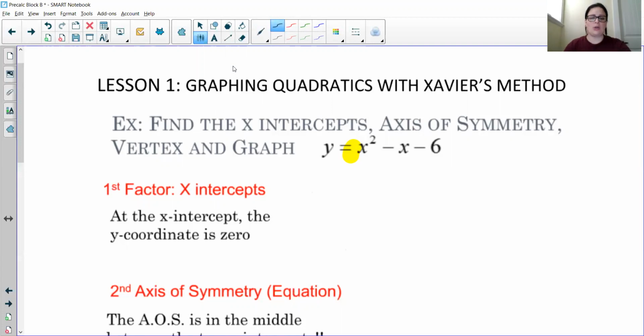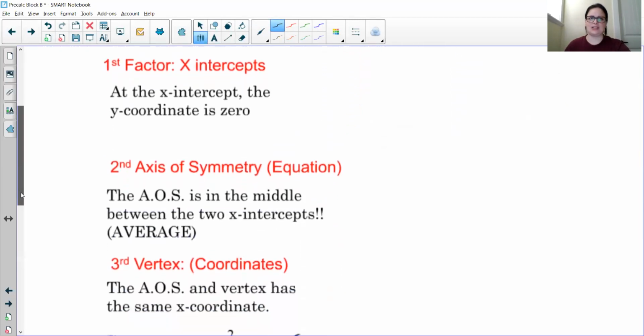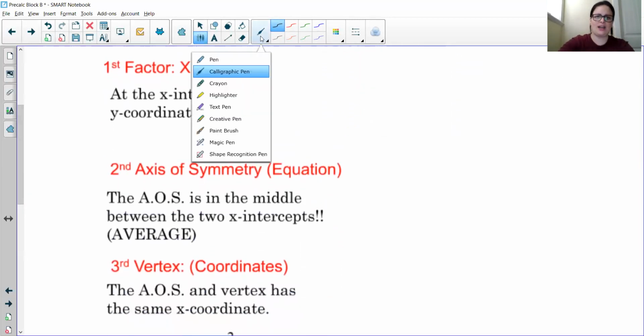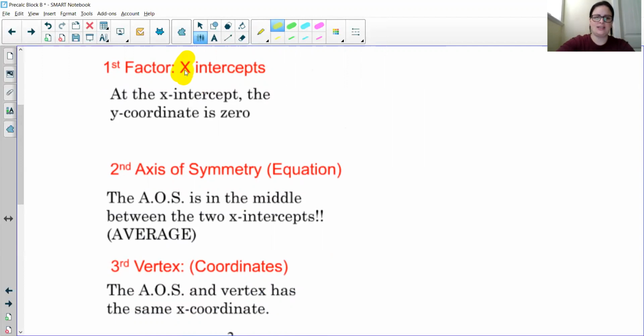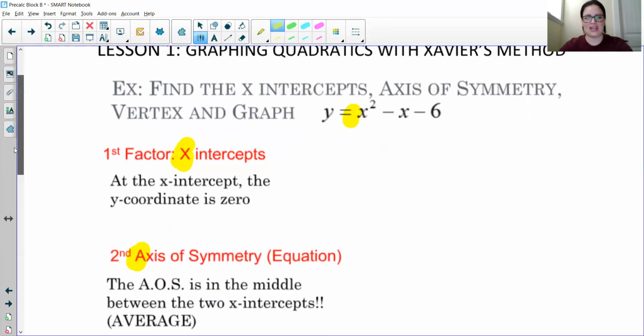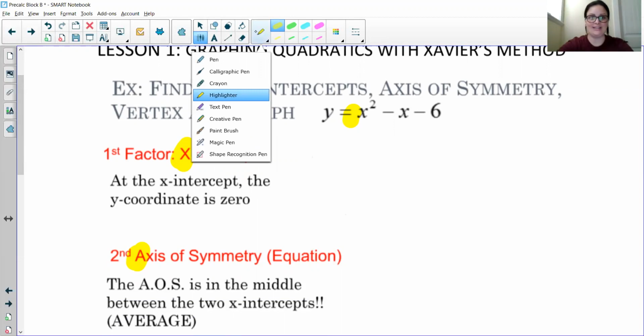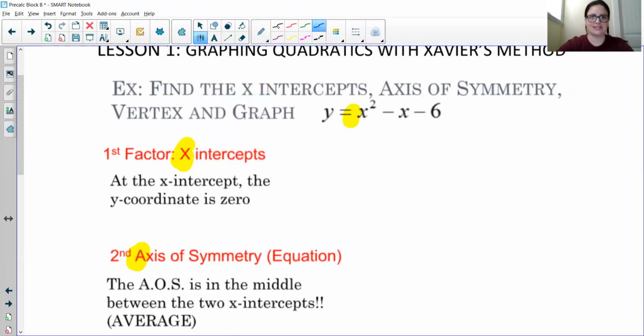So the method we're going to use is called Xavier's method. It really should just be Xavier's method because we're going to use x. We're going to find the x-intercepts, the axis of symmetry, and the vertex. So that's the XAV part of Xavier. And the rest of it just got called that for fun because it's just how we roll in math. We make really weird names.